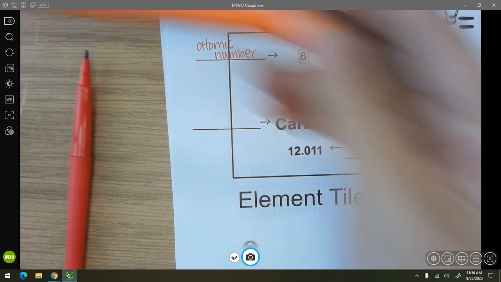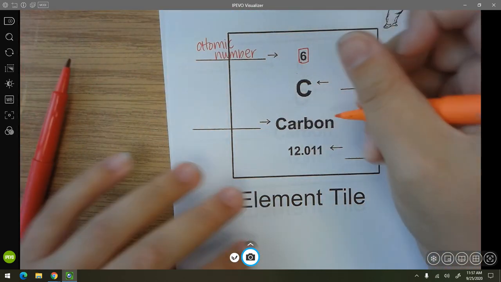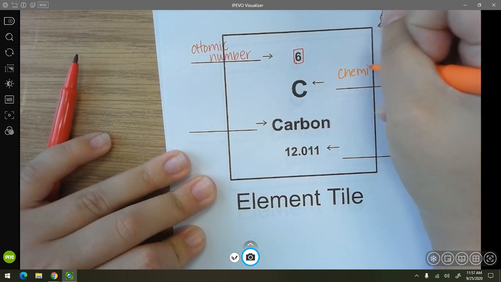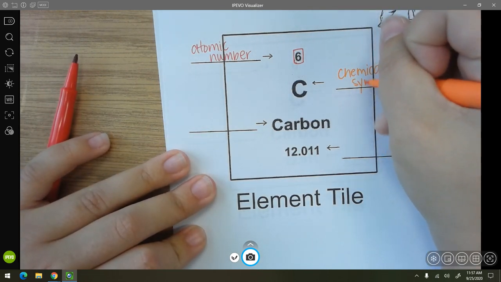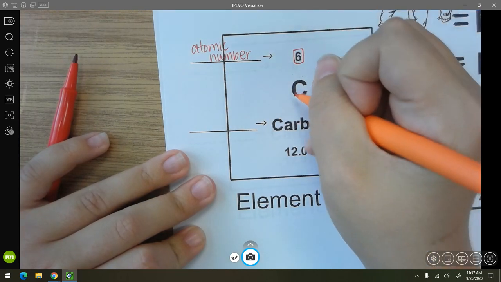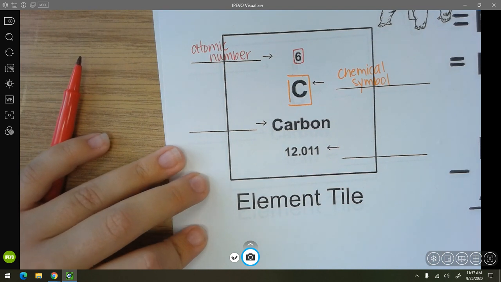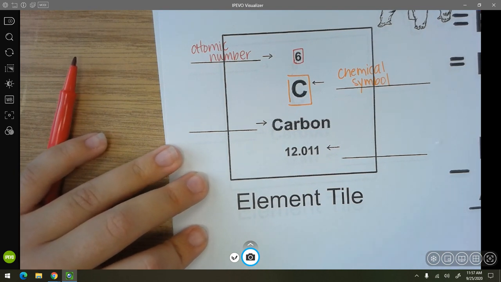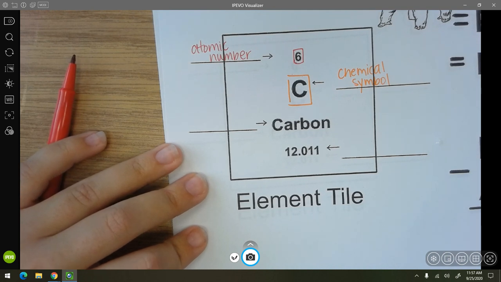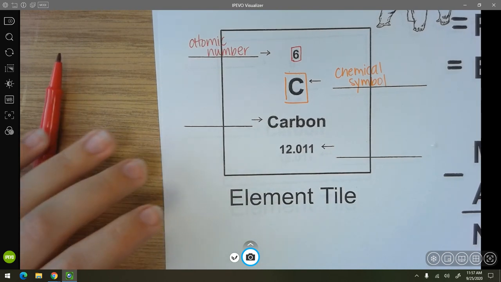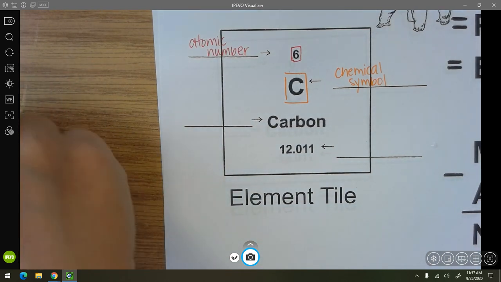Then you have a chemical symbol. So the chemical symbol for carbon is this big C, chemical symbol, right? It's this big C right here. Sometimes you'll see chemical symbols that are 2 letters, and if that happens, then the first letter is always capitalized, the second letter is always lowercase. And when we do our examples, you will see some of those, and I'll make sure to point those out so that you know. All right?